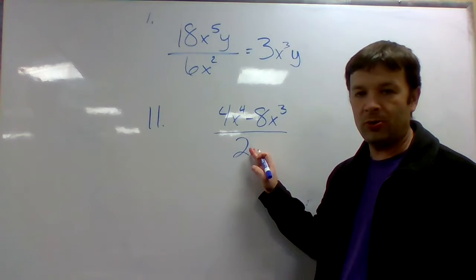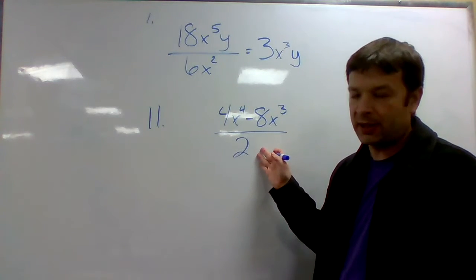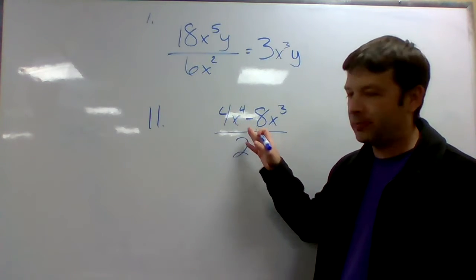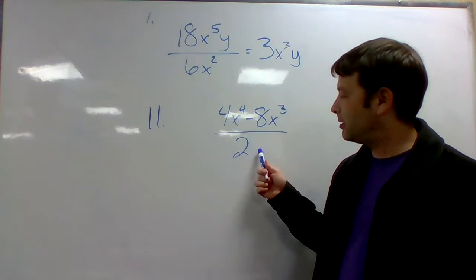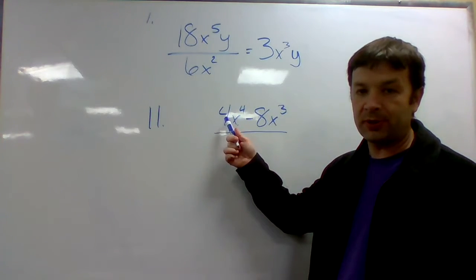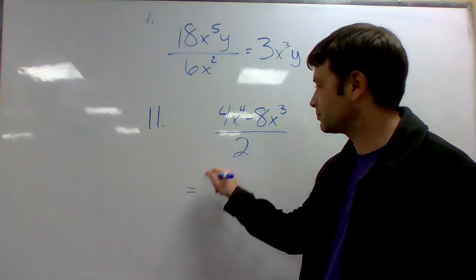Now, there's no x's down here. So I don't have to worry about the x's changing on this problem. I'll do another one later where you do. I just need to divide both of these by 2. So we can do normal 4 divided by normal 2. I'll write it down here.